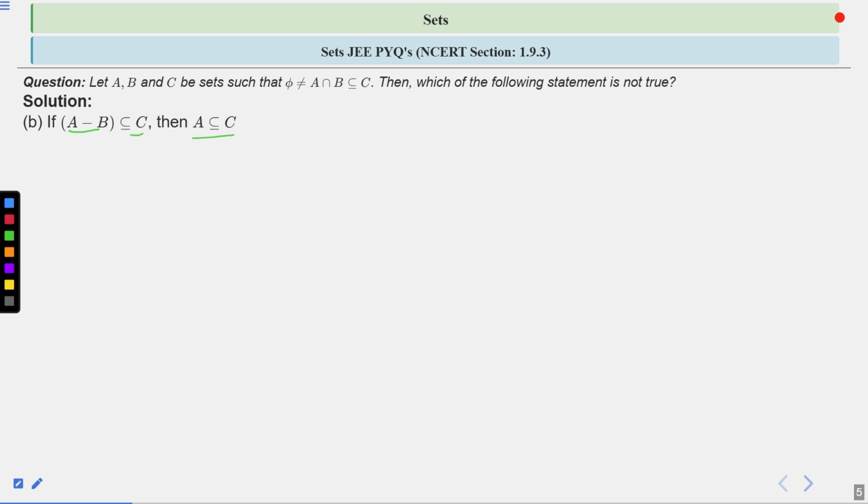Yes. Why? Let me show you, not an example, just a proof. So A minus B, what does A minus B mean? A set in which you collect elements which belong to A but not in B. And we can write this set A as a union of two disjoint sets. The first one is A minus B, the second one is A intersection B.